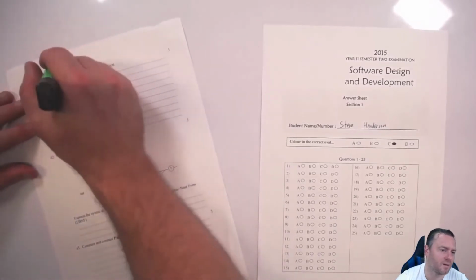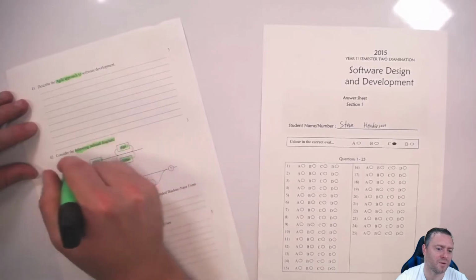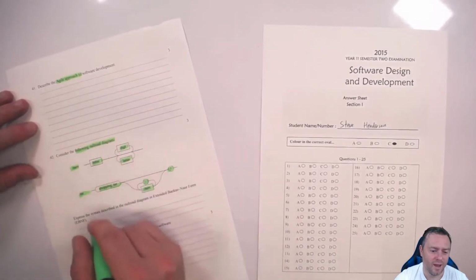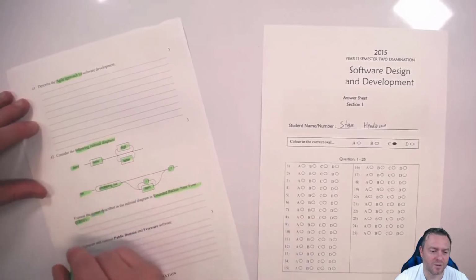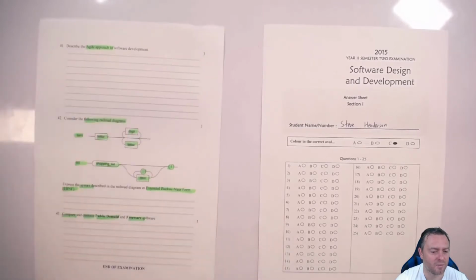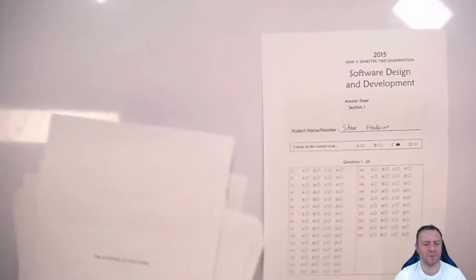Then we've got up here, we've got to describe the agile approach. So that's software development, then we've got a good old railroad. So I'm guessing you're going to change to EBNF. And then the last one is the copyright laws. So what does public domain mean, and compare and contrast public domain and freeware. So you've got to compare and contrast. So look at the command words as we go.